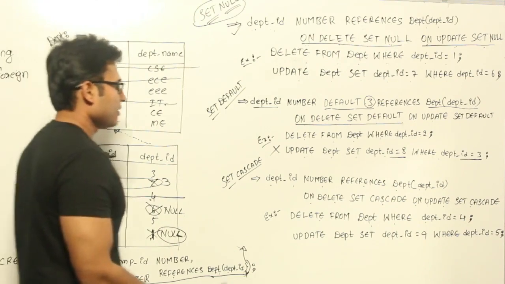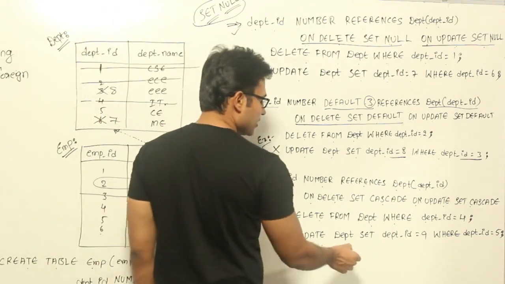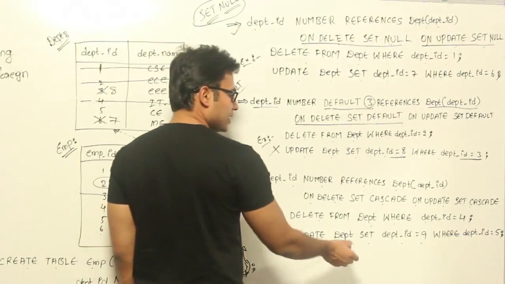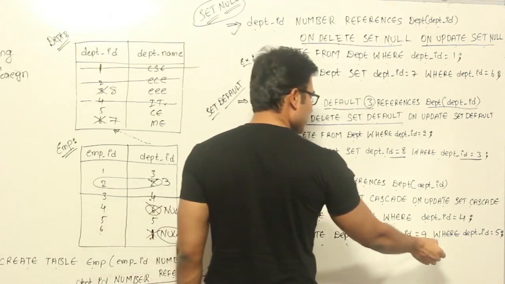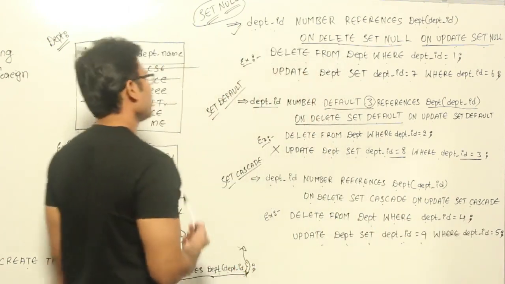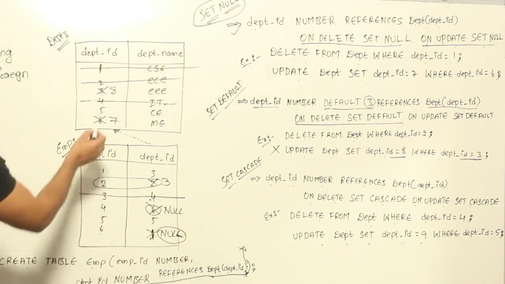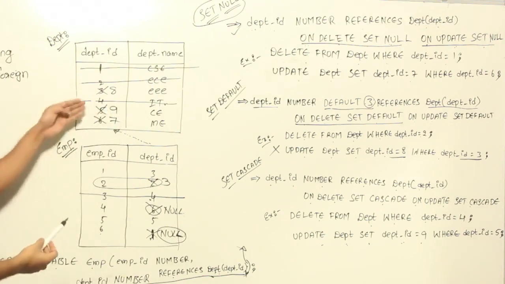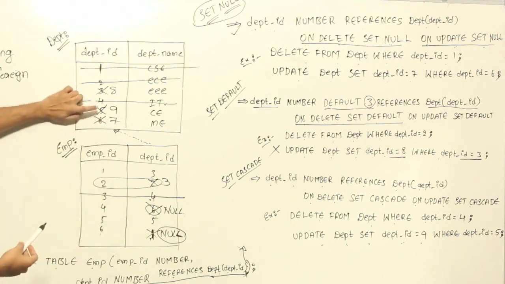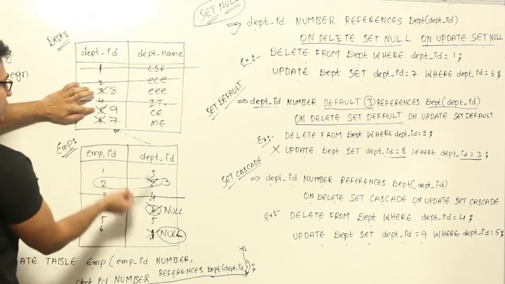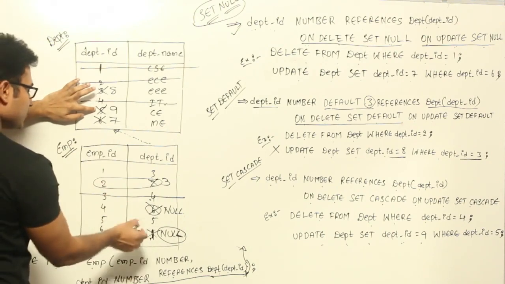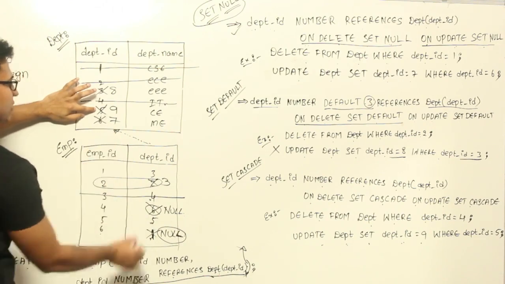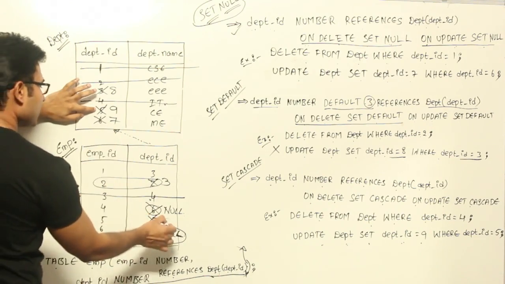Got it? Now let's say update department set department ID equal to 9 where department ID equal to 5, which means wherever it was 5 you are now making it 9. Now what did we say? It has to propagate. So what is the change done here? Updation, right? Therefore you have to update all 5s here as well, which means you have to take this entry. Why this entry? Because this is what is referring to the 5 there. Now you apply updation here as well.